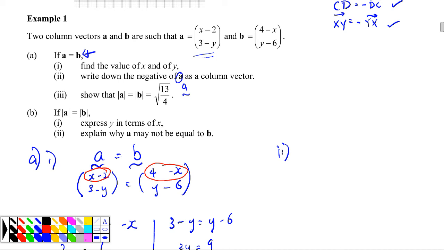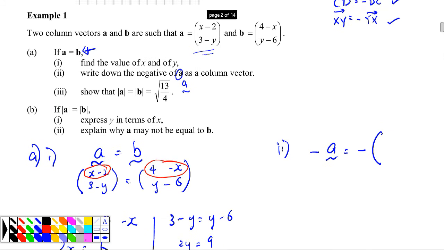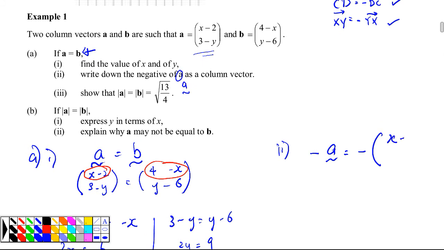What's the answer? The negative of vector A. How do you write? Jerry, you got the answer already. What do you think you should write? Just put negative, okay? And do you have a vector? You have x minus 2, 3 minus y.